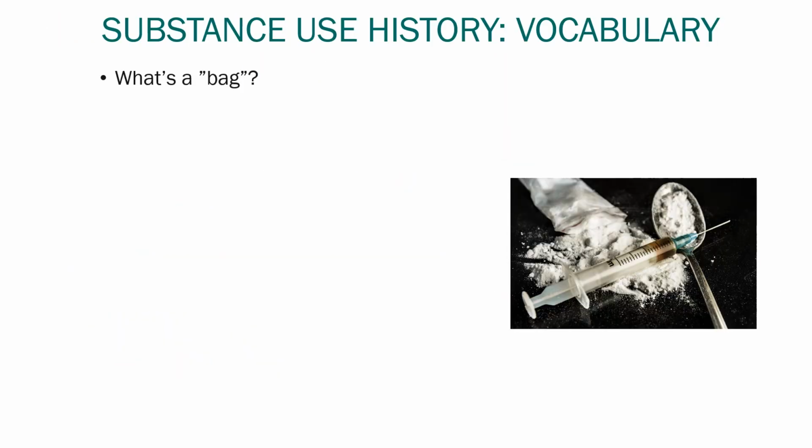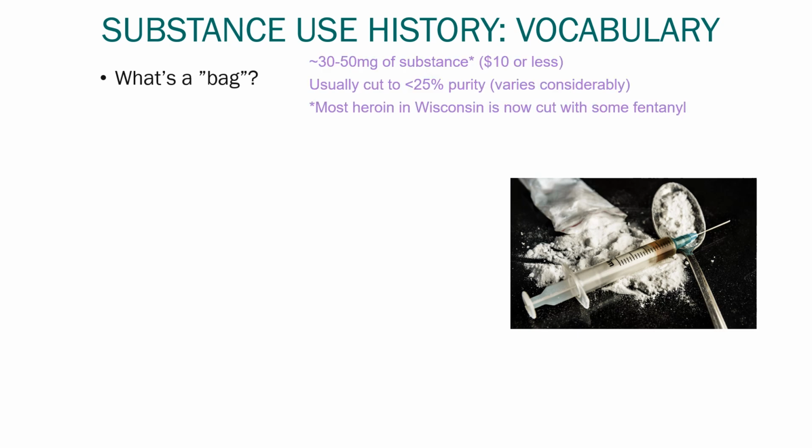So if you're asking an addiction history and asking how much someone is using on a regular basis, you're probably going to be exposed to a lot of vocabulary that you've never heard before as a clinician. So I'm going to try and help with that. If someone says, "Doc, I use 3 bags a day." Well, what's a bag? A bag is about 30 to 50 milligrams of a substance, and a bag tends to be around $10.